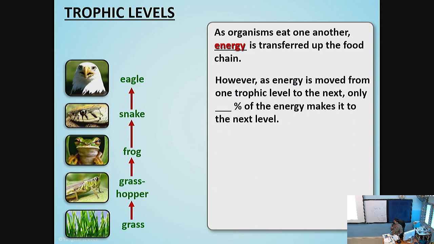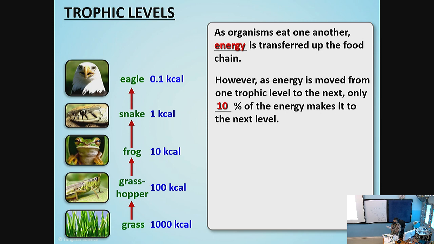Okay, how many percent is moved? That is 10. Very good. That is 10. Okay. From 1,000 kcal, 100, 10, 1, and 0.1.